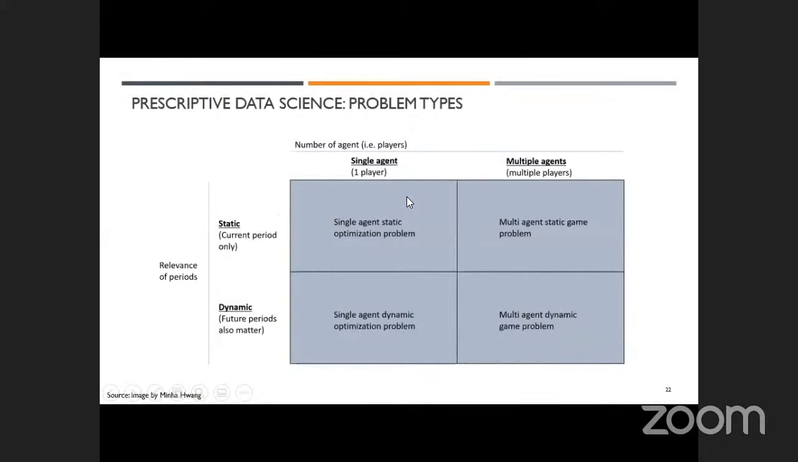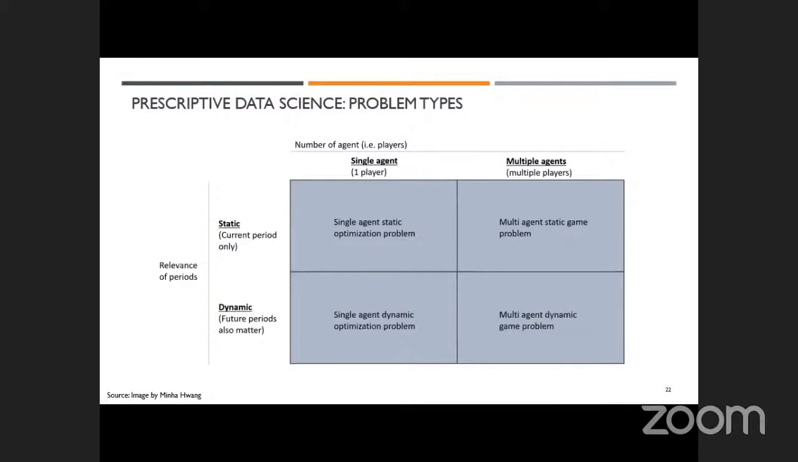For those who are less familiar with reinforcement learning, you can think about four different types of problems in so-called prescriptive data science, or when you want to make a recommendation about what to do. One dimension would be time, right? Whether the problem can be solved period by period. That's called a static problem, where there is no dependency across times, right? But some problems are dynamic in nature, meaning that the future period may affect the current period's actions or the state, right? So that's called dynamic problems.